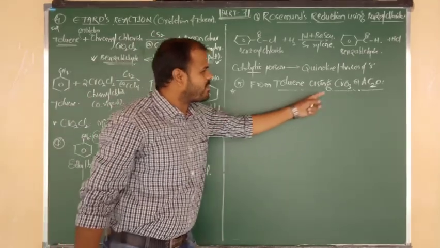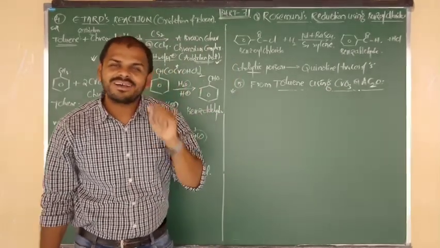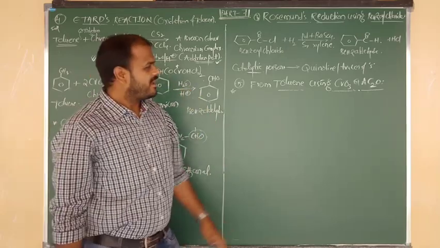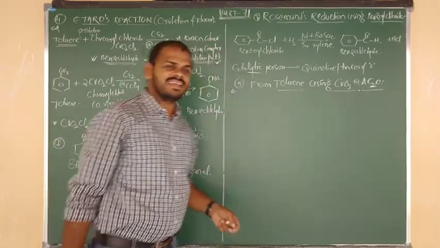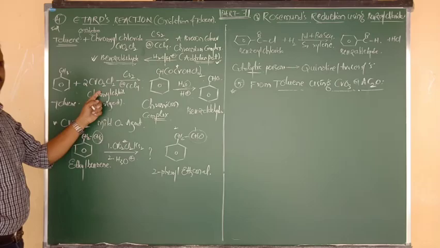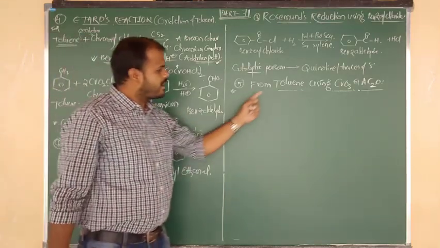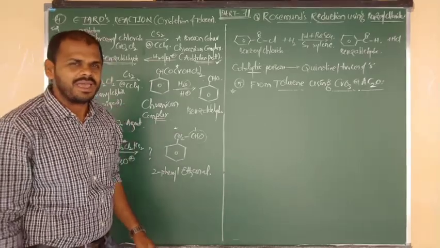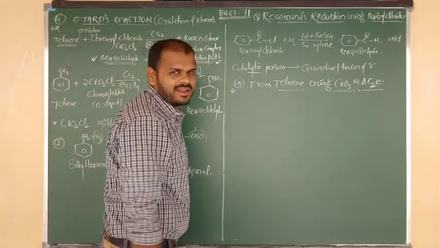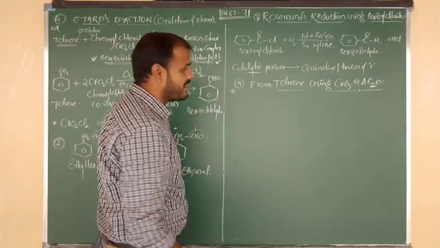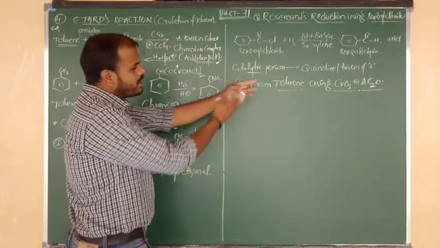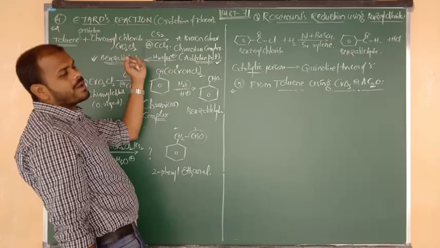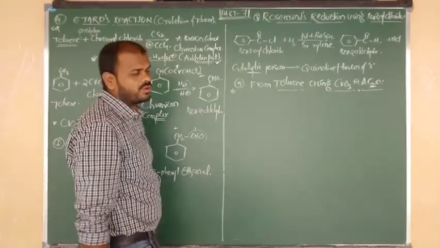CrO3 is also an oxidizing agent. Chromic anhydride or chromic oxide is going to be used as the oxidizing agent. In the previous method, what was the oxidizing agent? CrO2Cl2 from toluene. Here also from toluene, but the oxidizing agent is CrO3, and we have to take the help of acetic anhydride, Ac2O. Here also toluene undergoes oxidation, but there it was oxidation with chromyl chloride, and here it is oxidation with CrO3.